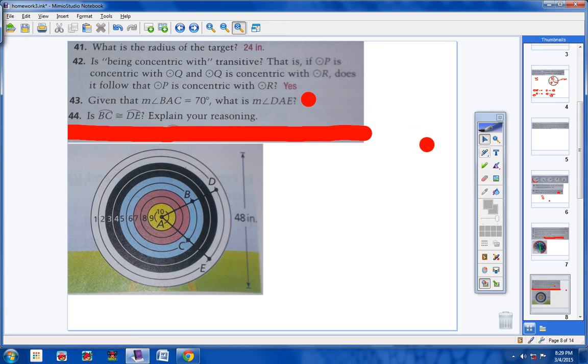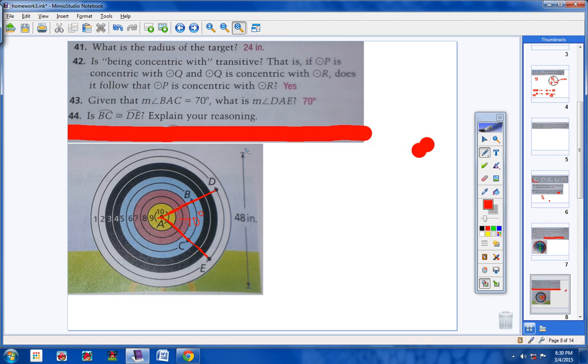Alright, number 43. Given that angle BAC is 70, what is the measure of angle DAE? Here's angle BAC, which is 70 degrees. What is the angle DAE? Well, look, guys, it's the same angle. Here's D, then go to A, then E. It's the exact same angle, just different letters. So that angle would still be 70 degrees.